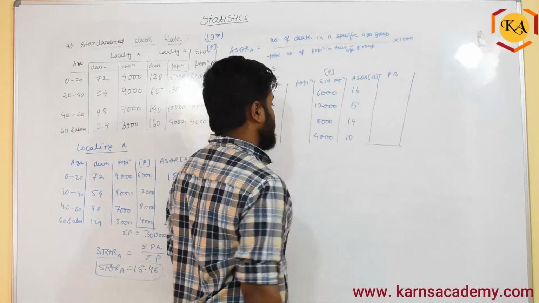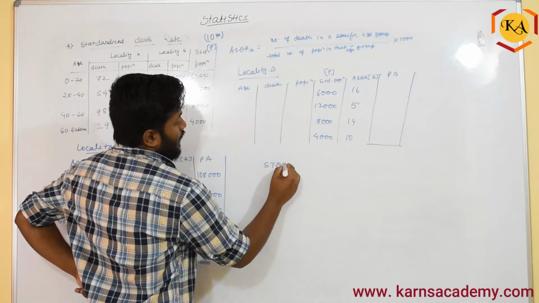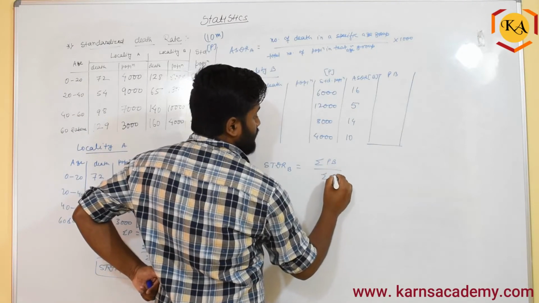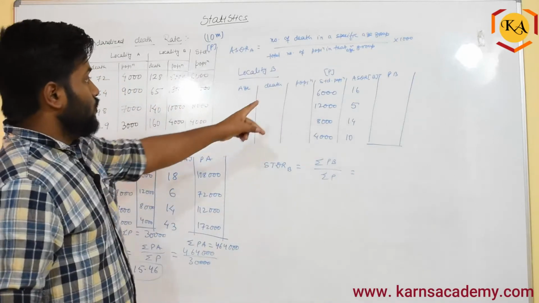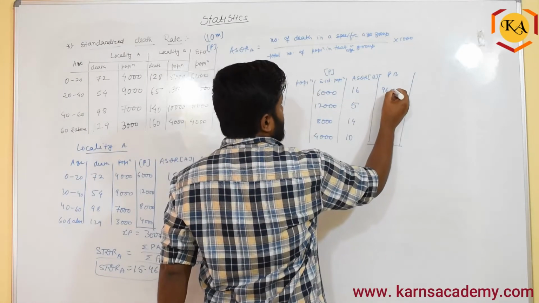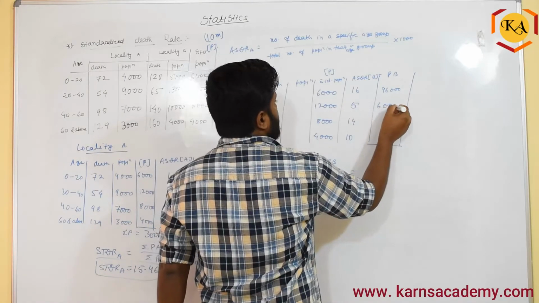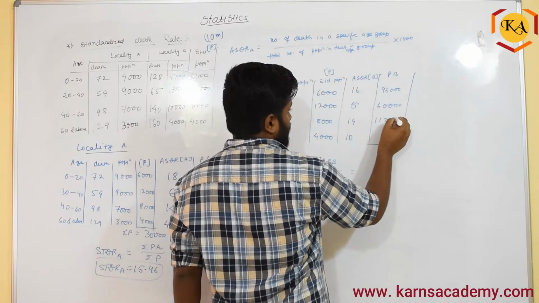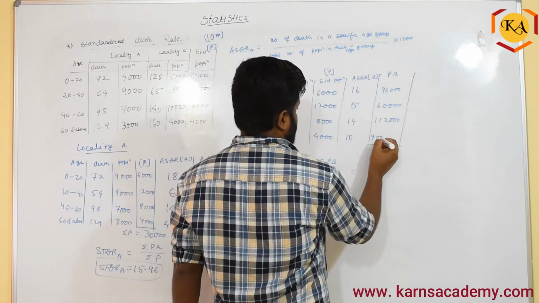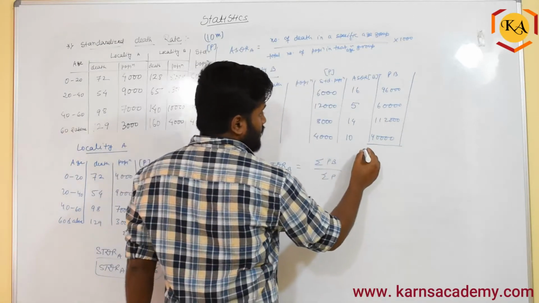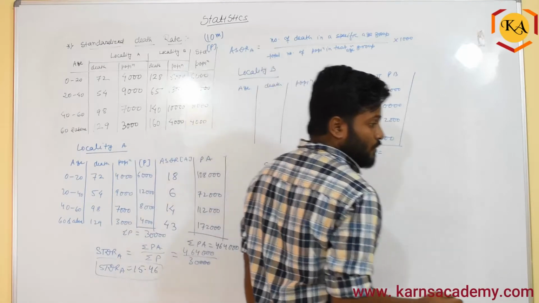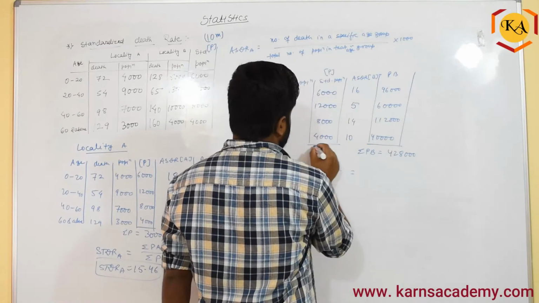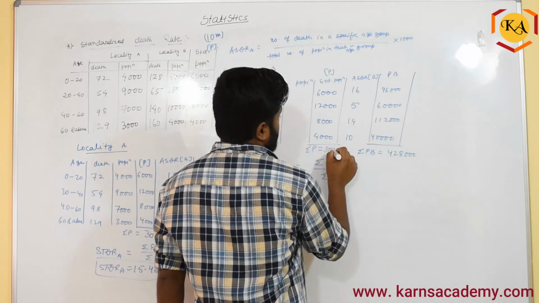That summation we have to find out to get STDRB. The STDRB formula we know is summation PB by summation P. When you multiply this, 96,000, 60,000, then 14 into 8 is 112,000. Now if you add all these things, summation PB is going to be 428,000, and the summation P is again the same thing, that is 30,000.